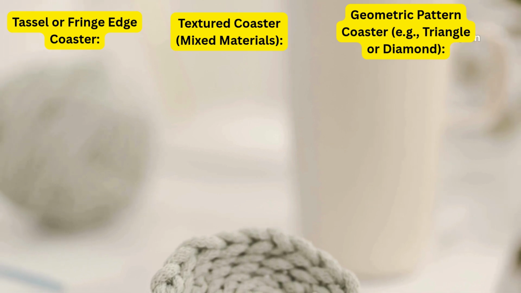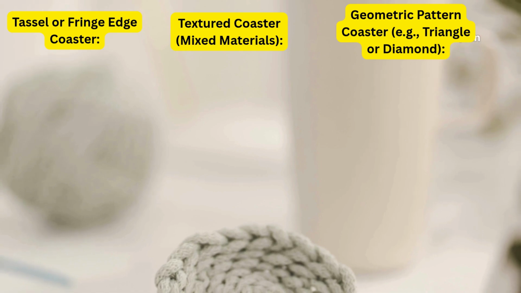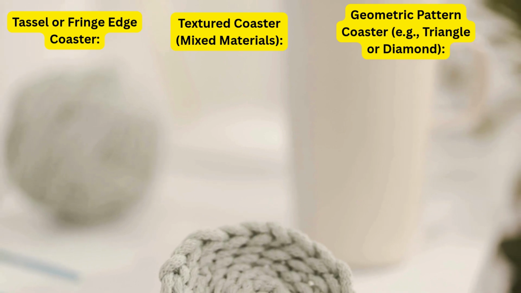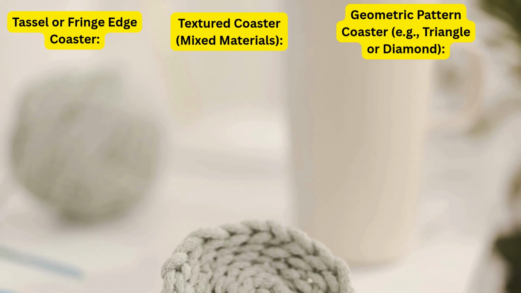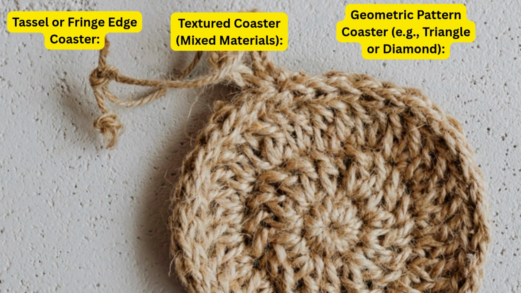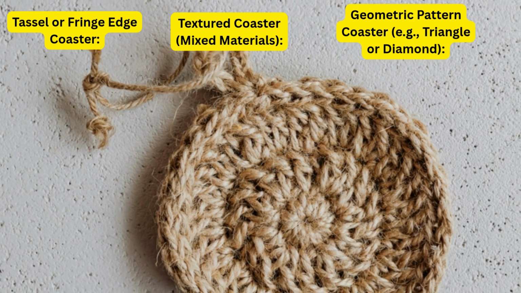This can include switching between thick, chunky yarns, like roving or thick wool, and thin, smooth yarns. Weaving in strips of fabric or ribbon is another variation. Look, the combination of varied materials creates a coaster that is richly textured and tactile, meaning it has a complex, interesting feel to the touch.